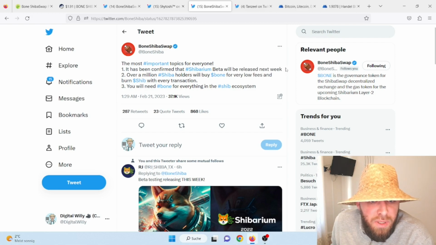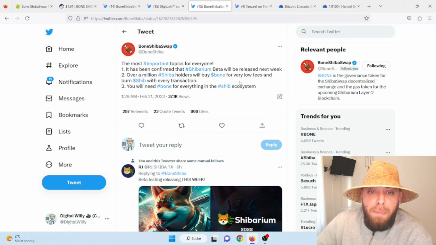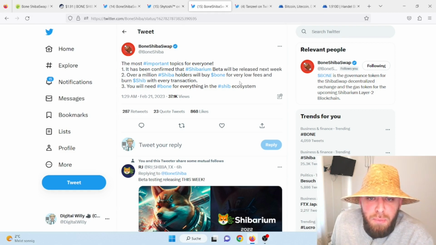On top, he mentioned that over 1 million Shiba Inu token holders will most likely start to grab some BONE ShibaSwap token, which of course will lead into a huge and insane run. A lot of people will try to grab as much token as possible, especially when they see that the price for BONE is rising, and the rise will most likely continue.